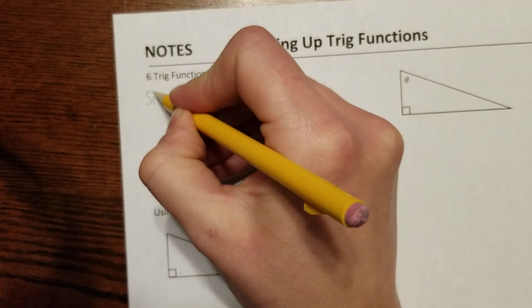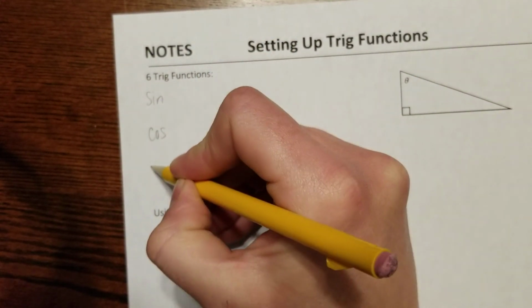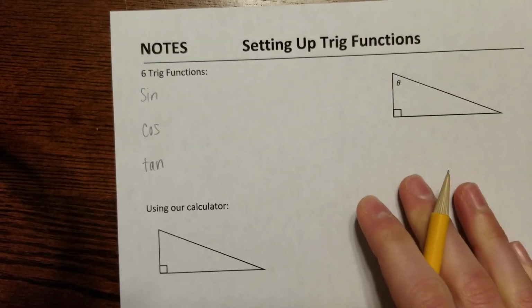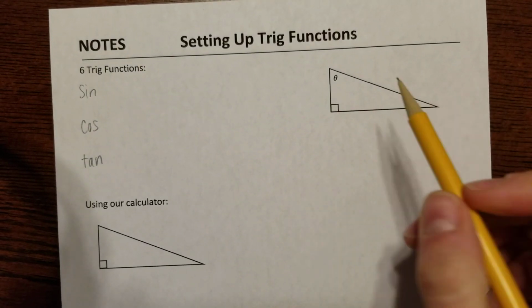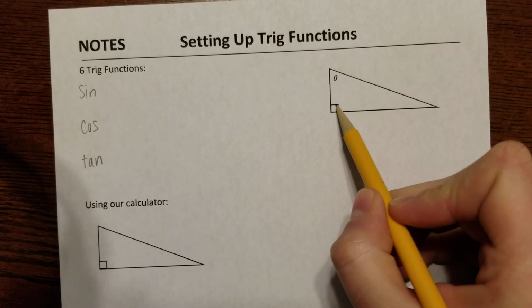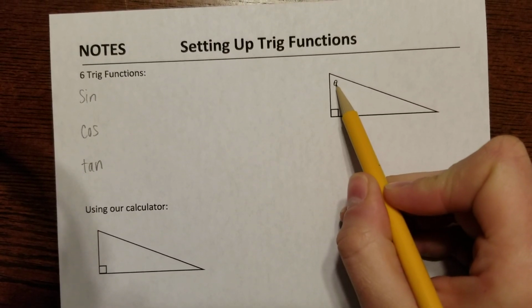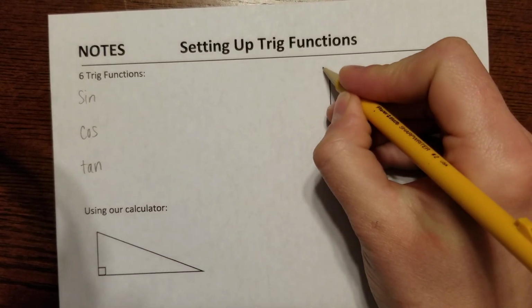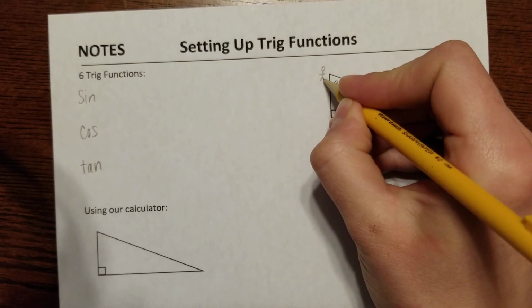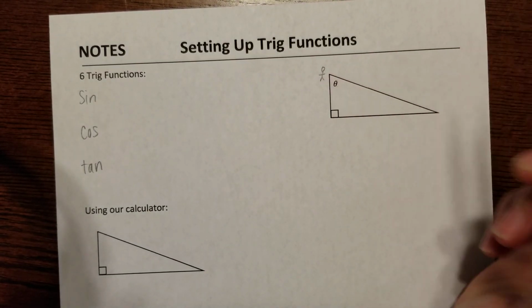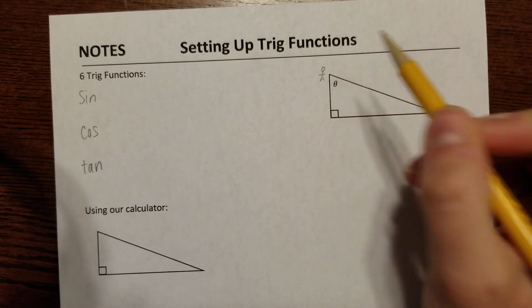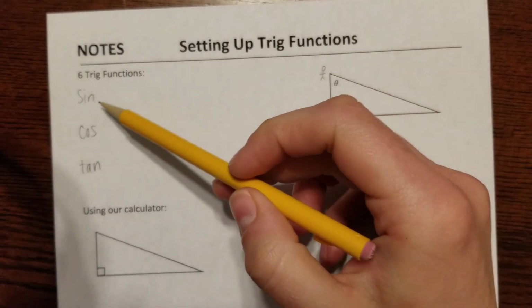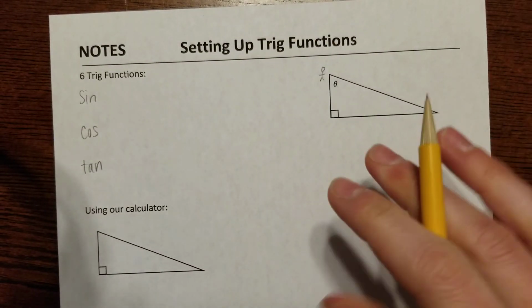So we have the sine, the cosine, and the tangent trig functions. When we're setting up a trig function, first of all, we have to have a right triangle and we have to have a reference angle. That's what this theta is representing. It's representing where we're looking from. Sometimes I like to draw Bob in my picture, and I use Bob to help me label my sides, because remember, our trig functions are ratios.